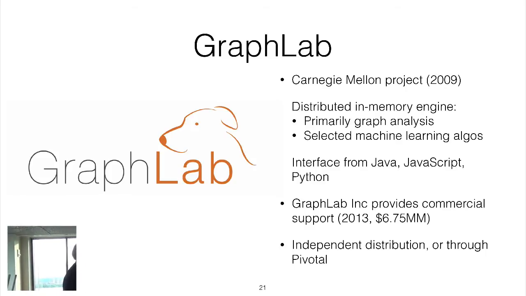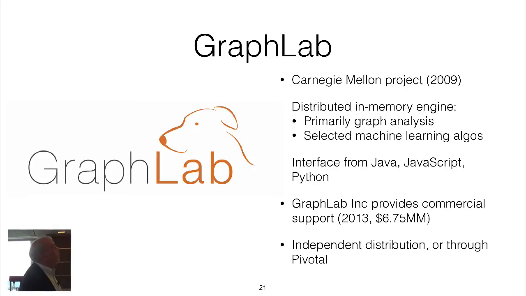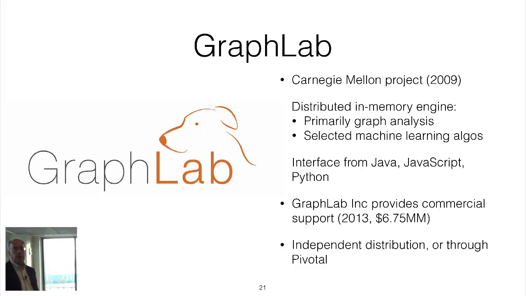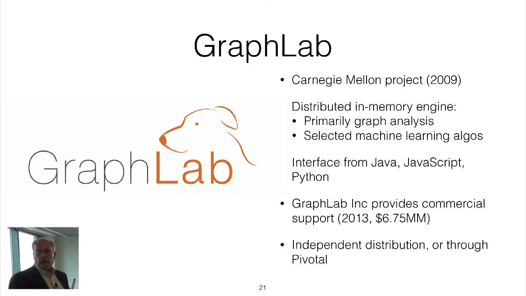GraphLab is a Carnegie Mellon project started in 2009. It is a distributed in-memory engine primarily for graph analysis. I just have to stop and ask: everybody understand what graph analysis is, or a graph engine? All right, it is not a way of making a bar chart. A graph engine is a tool that one uses to construct social networks. It is the basis of things like search engines, path analysis, link analysis, and so forth. Very powerful tool, very hot tool. There's a lot of interest among startups in graph engines because it turns out they do a lot of really cool things.